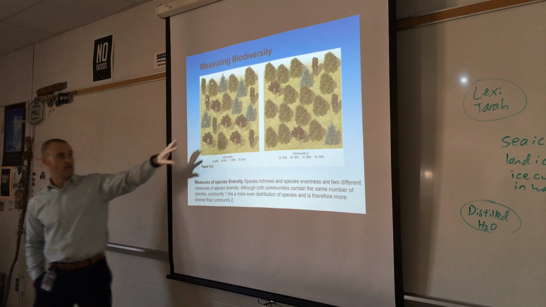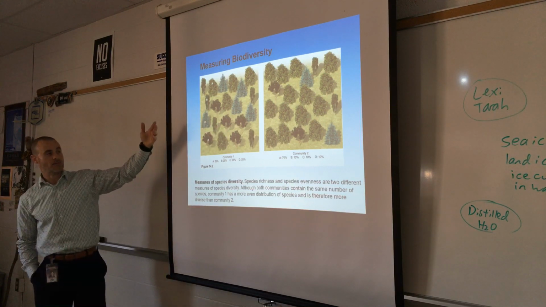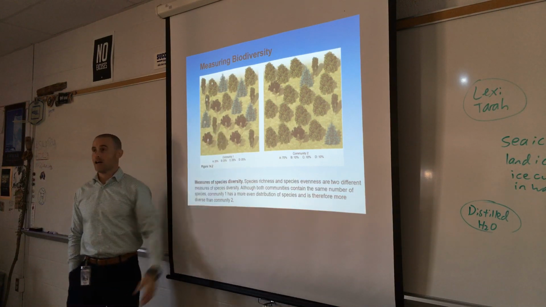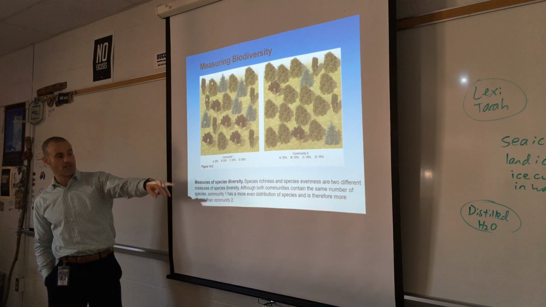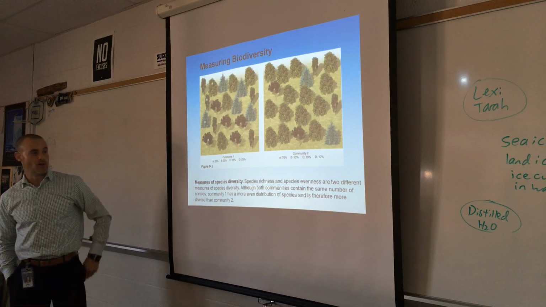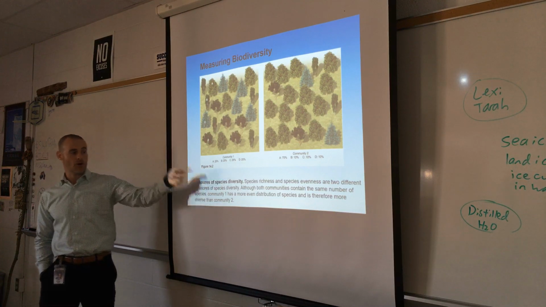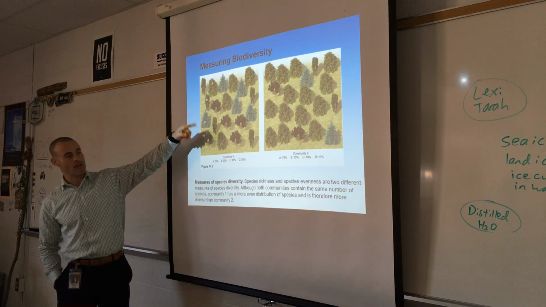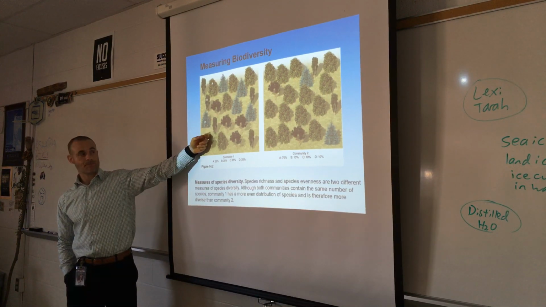First one. Right. So you need to make sure you get that, and understand that this is an example of species diversity based on richness and evenness. It says species richness and evenness are 2 different measures of species diversity. Although both communities contain the same number of species, they both have 4, community 1 has a more even distribution than community 2. That will be a healthier, more diverse environment.